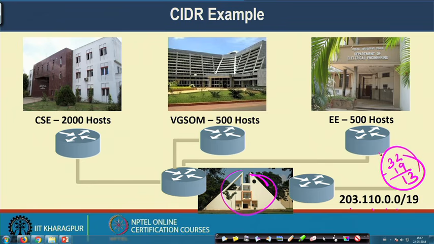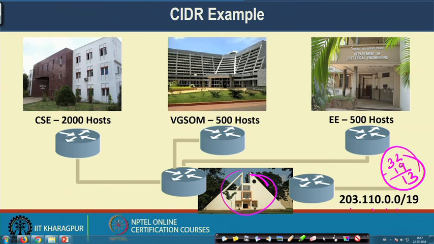Now, assume that we are concentrating on 3 different departments of IIT Kharagpur: CSE, Computer Science; VGSOM, Vinod Gupta School of Management; and E, Electrical Engineering. Assume that CSE has 2000 hosts, VGSOM has 500 hosts, and E has 500 hosts. And with this 13 bit host field, you want to create 3 different subnets.